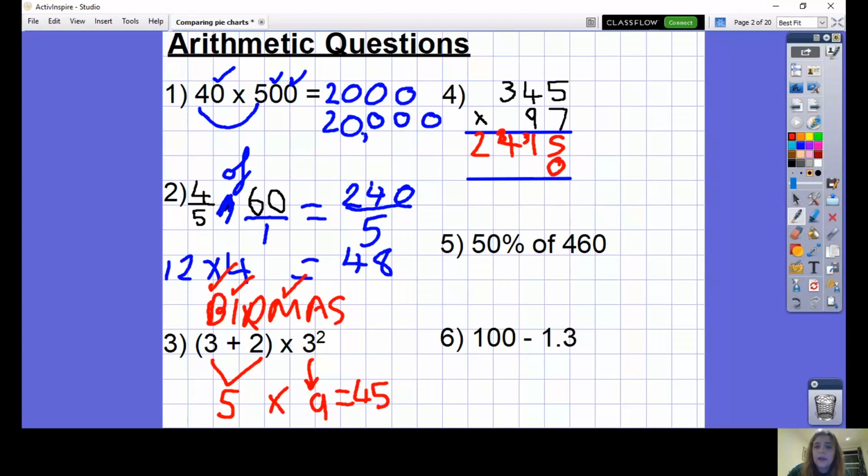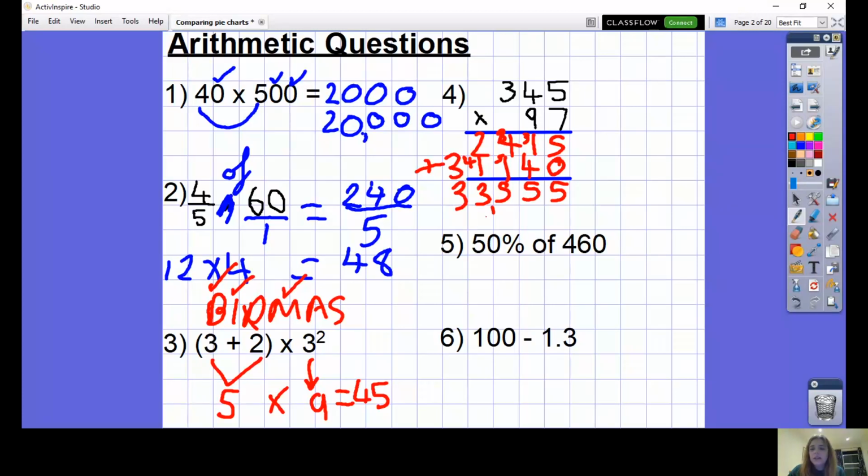Next up, add my 0. 9 times 5 is 45. 9 times 4 is 36. Add 5 is 41. 9 times 3 is 27. Add 4 is 31. Finally, I'll add those up. 5, 5, 5, 3, 3. 33,555. The next question, I'm looking for 50% of 460.